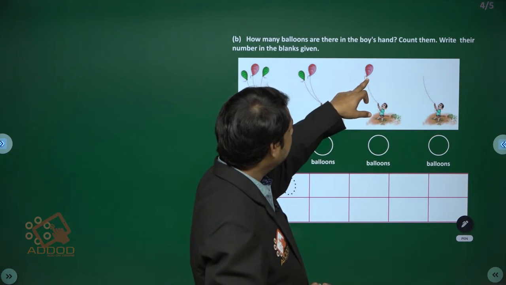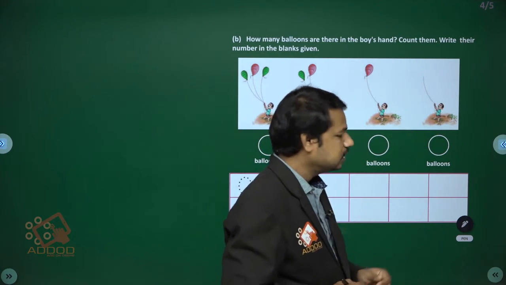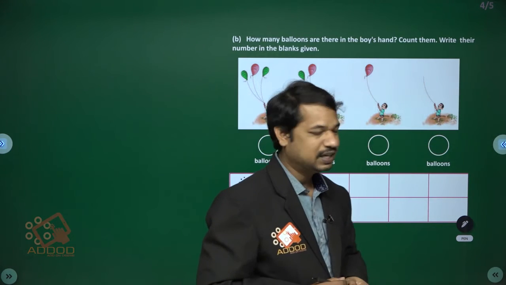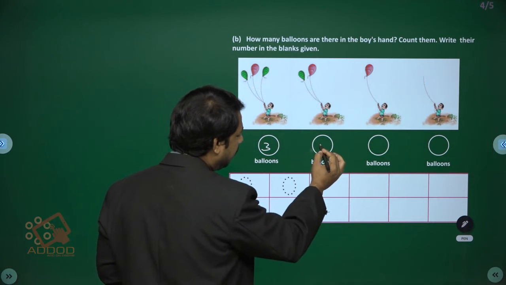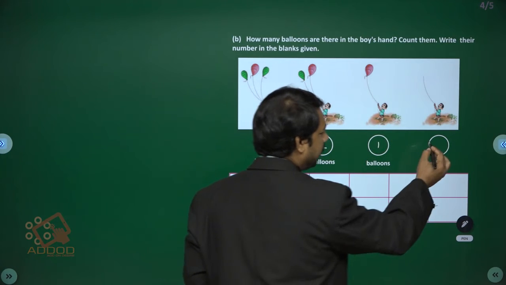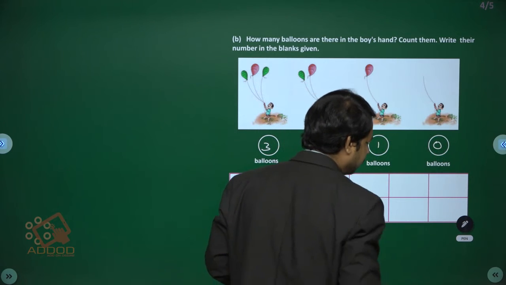Okay, last one. This balloon is left. This boy has no balloon. So that means 0. There are 3 balloons here. Here only 2 balloons. Here only 1 balloon. So here no more balloons. So write 0.